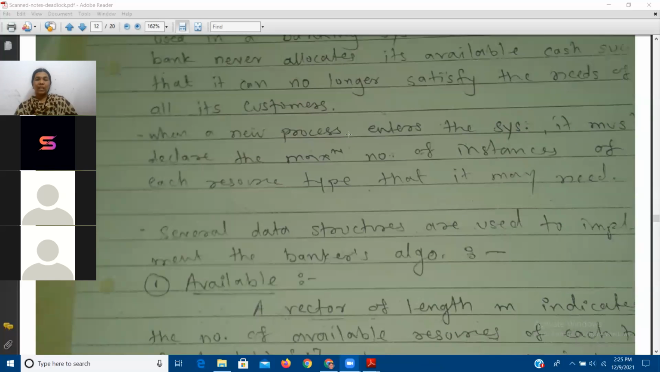When a new process enters the system, it must declare the maximum number of instances of each resource type that it may need. So the basic requirement in Banker's algorithm is that whenever any new process enters the system, that process should declare the maximum number of resources it requires for execution. That is the basic requirement.